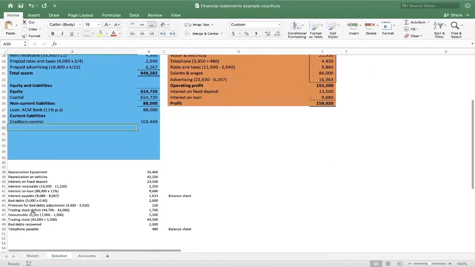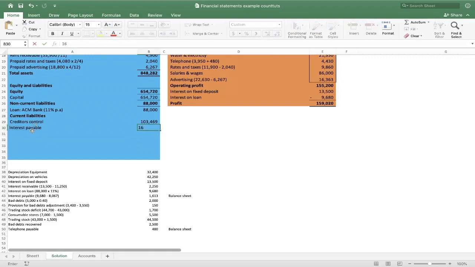And you can see we have two here. We have the interest payable, so we need to record that. That's regarding the loan that we had calculated earlier, and the amount is 1,613. And then we also have the telephone payable, and the amount there is 480 rand. Once we have done that, we can just remove this 2 here.